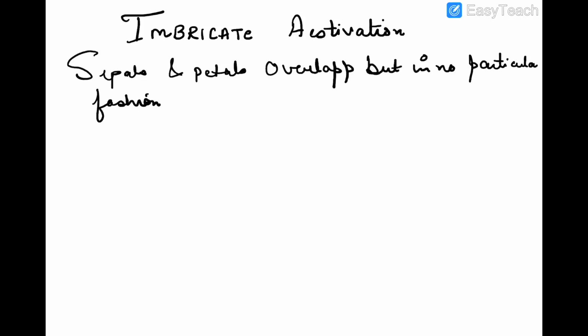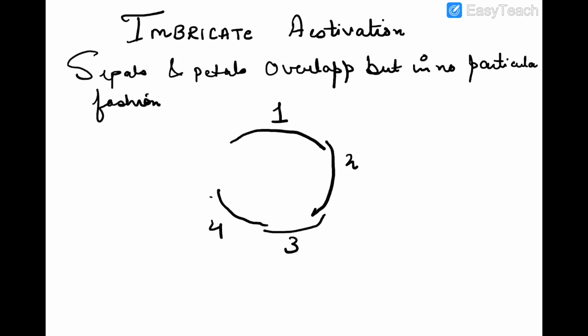Let us draw an example. This is the first petal, this is the second, the third, the fourth, and the fifth petal. As you can see here, the first petal is being overlapped by the second, which is overlapped by the third, but the third petal is not overlapped by the fourth. So there is overlapping but in no continuous fashion. This type of estivation is imbricate estivation.